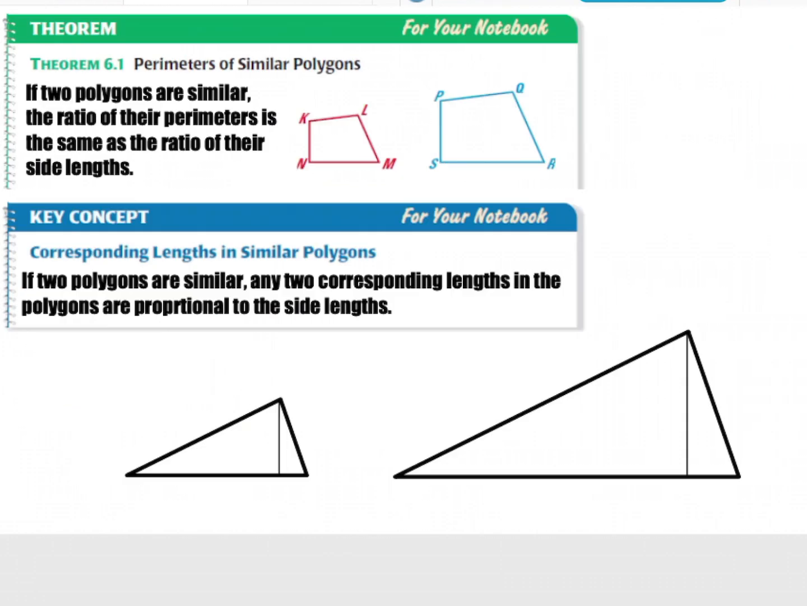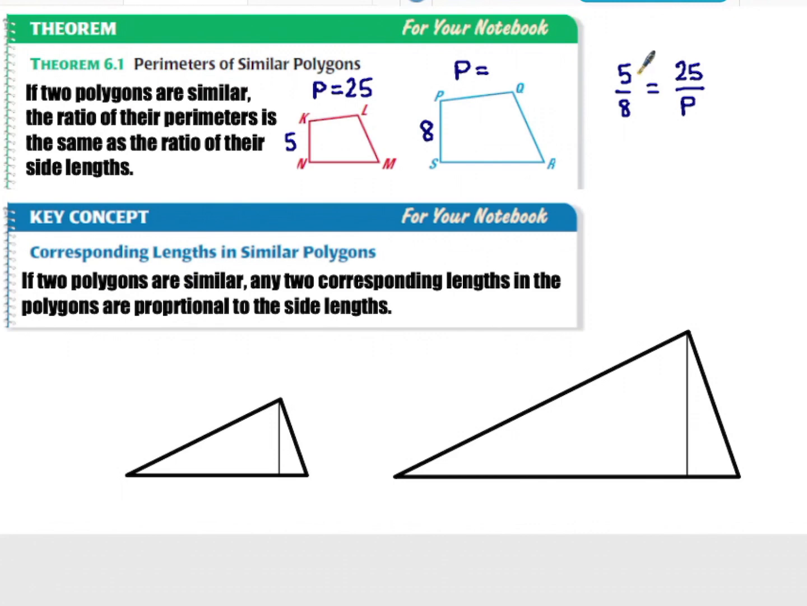Theorem 6.1 says the perimeters of similar polygons. If 2 polygons are similar, then the ratio of their perimeters is the same as the ratio of their side lengths. Good to know. That means all I'd really have to know is like one side length and one side length. And if they told me the perimeter of this one was, let's say 25, I'd be able to find the perimeter of this one, even though I don't know any of those other side lengths. Because 5 is to 8, as 25 is to the perimeter of the big one.